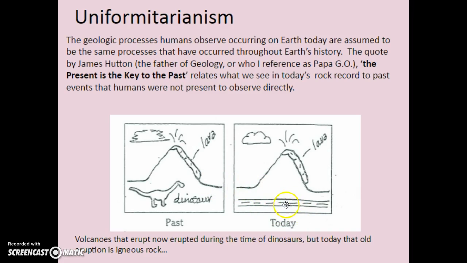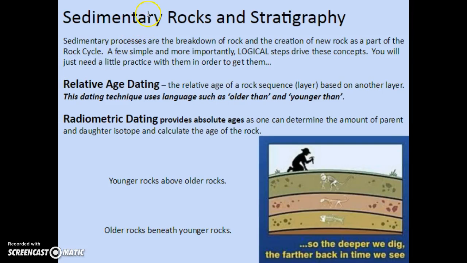So we can find the rock and determine what took place. We can find igneous rock and say, well, it must have erupted from a volcano. And if we find sedimentary rock that's got fossils in it, we could say, well, the conditions allowed for sedimentary rocks to form. So now let's look at sedimentary rocks and stratigraphy.